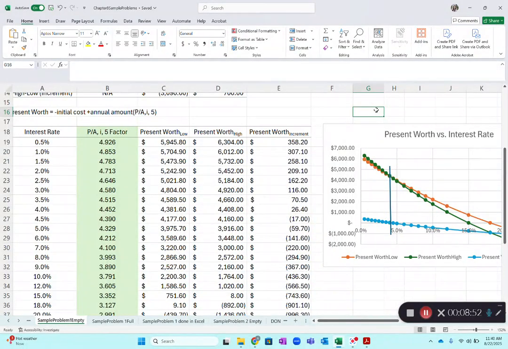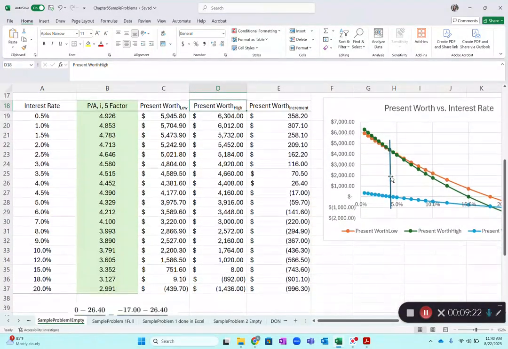Another way to look at this is where my low value equals my high value, right? Because if my present worth high equals my present worth low, that's the same as saying my present worth high minus my present worth low equals 0, which is the present worth of my increment. So either way, I am wanting to find the value where either the present worth of the increment equals 0, which is here, or where these two lines cross each other, which is up here. They'll be at the same value.